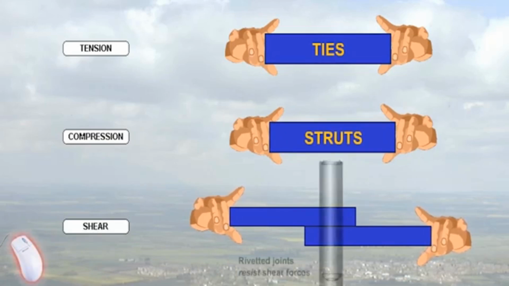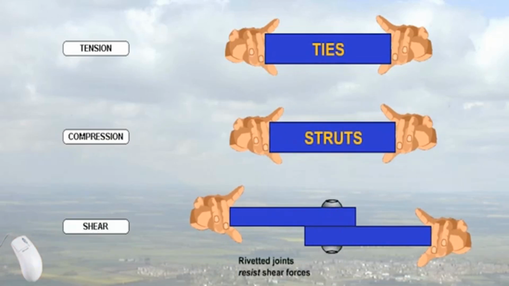Shear is a force which tends to slide one face of the material over an adjacent face. Riveted joints are designed to resist shear forces.